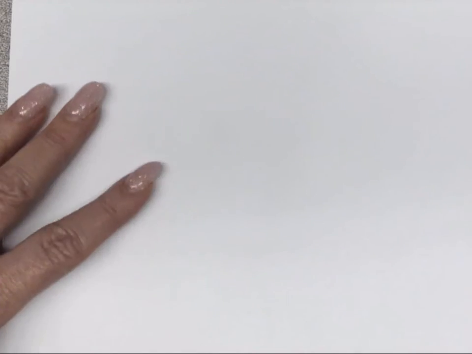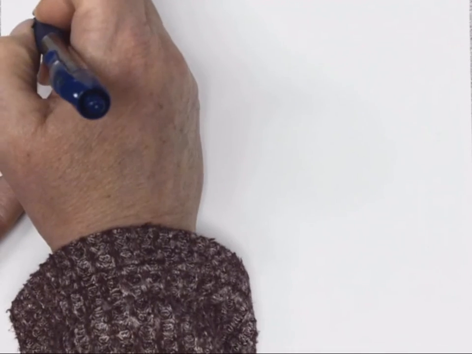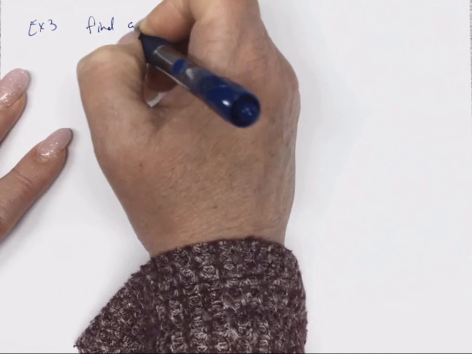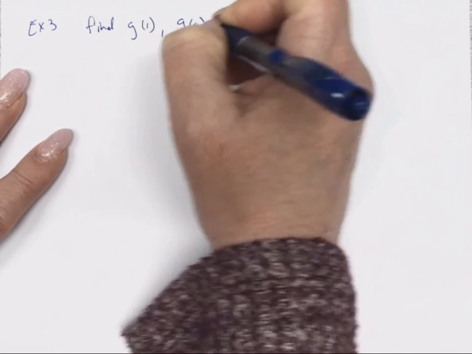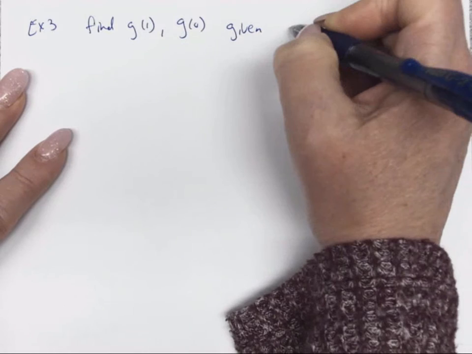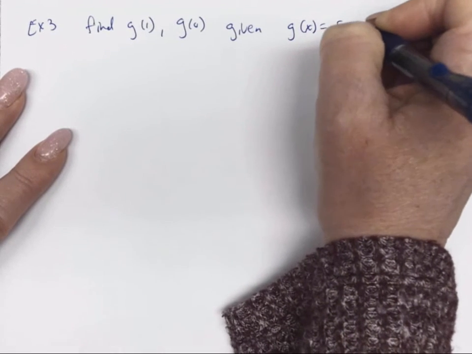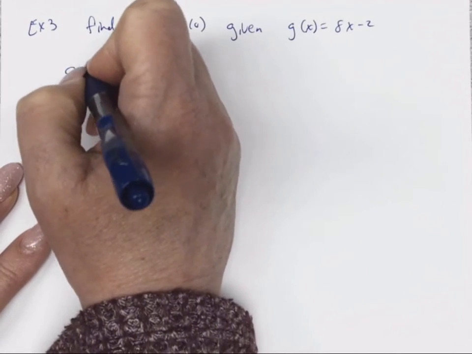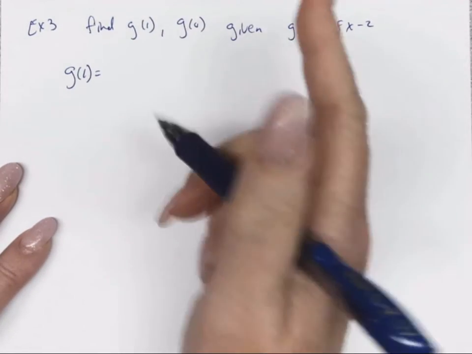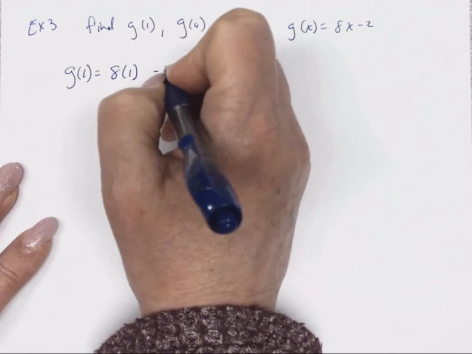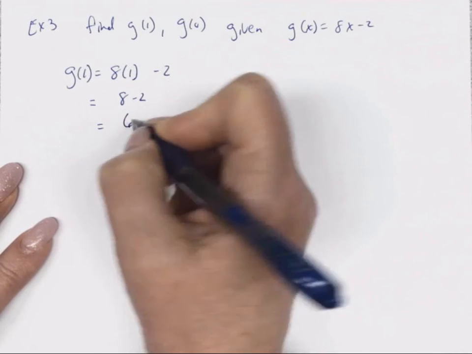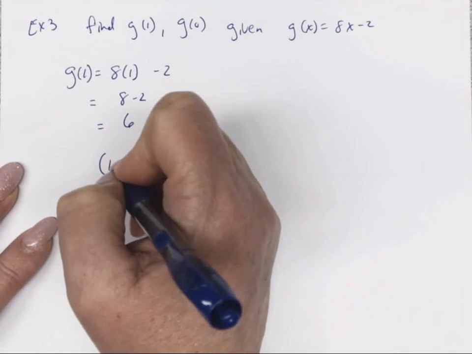All right, so our next question or example, we want to find g of 1 and g of 0 given g of x is equal to 8x minus 2. So g at 1, we're going to plug in 1 wherever our x is, equal to 8 times 1 minus 2. Gets us 8 minus 2, which is 6. So our point would be 1 comma 6.